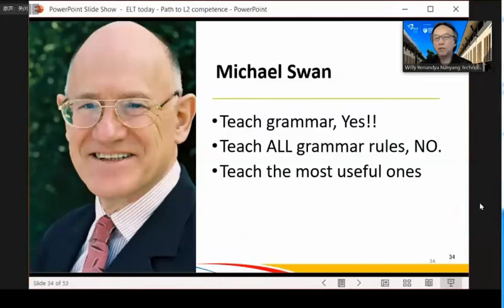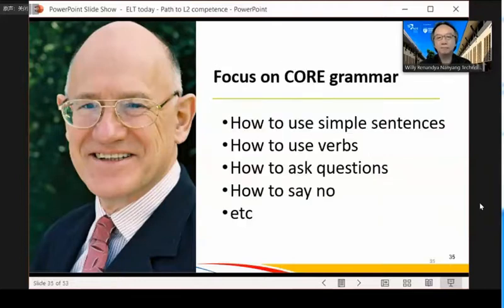We have to focus on the most useful ones. The rest, I think the students can develop their own grammatical knowledge along the way. Once they have reached a certain level of English language proficiency, I think they'll be able to move on. They'll be able to take off and learn a lot of things on their own. So the idea behind self-directed, self-determined learning, basically. I think in our teaching, we need to focus more on what has been considered core grammatical features of the English language. Here are some examples.